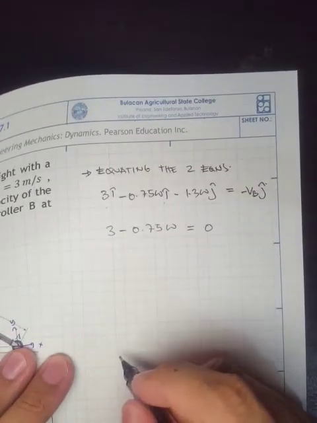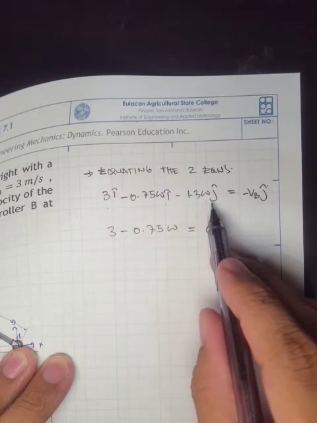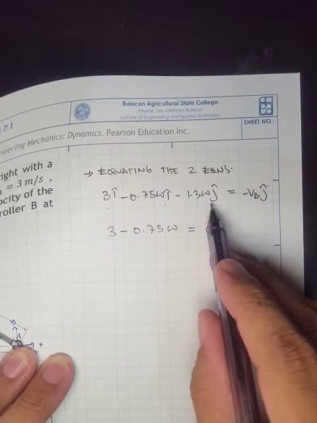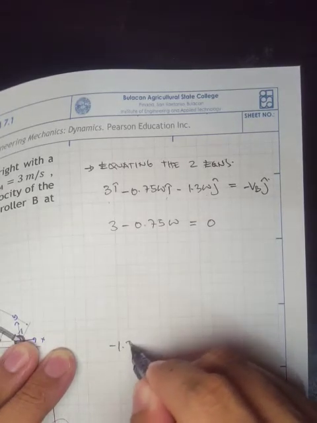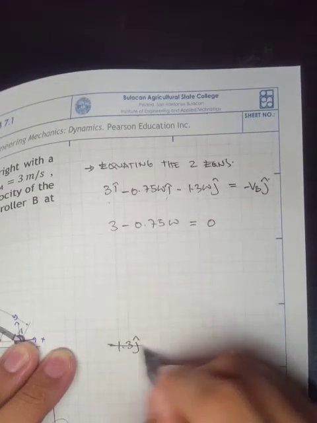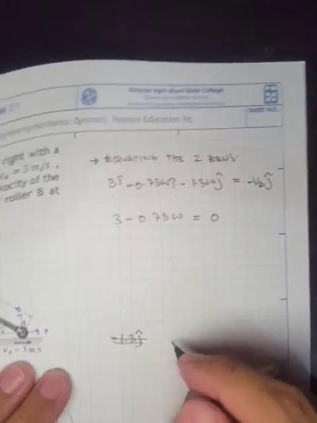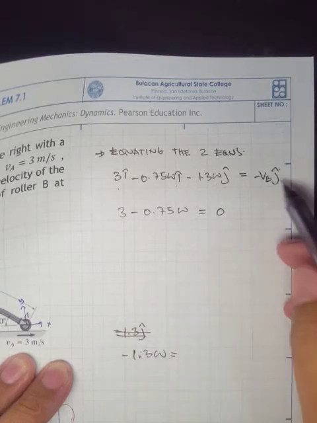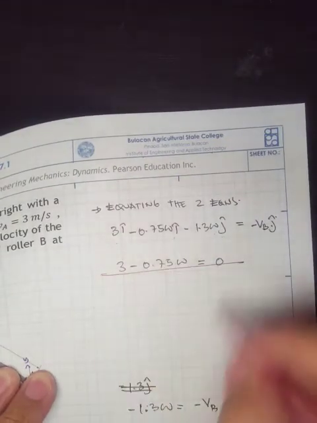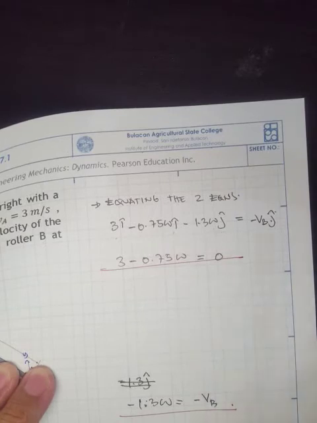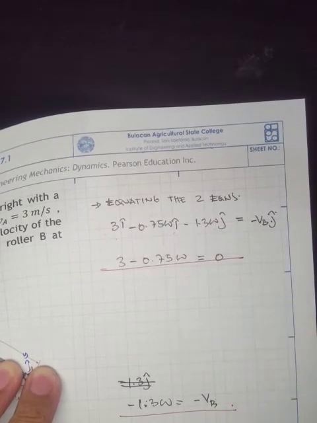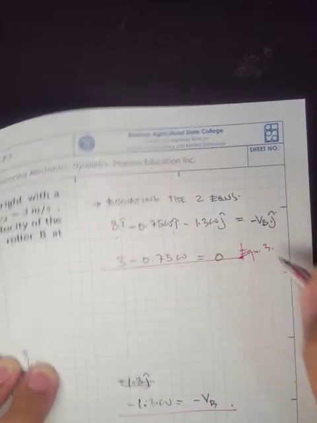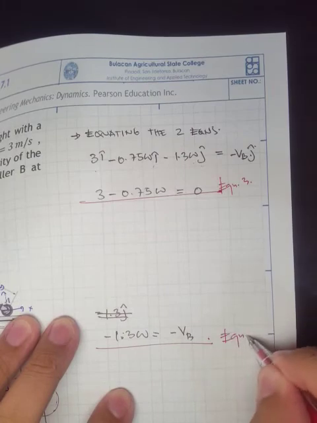And then our equation 2 would be the j's. On the left hand side, we have negative 1.3ω j. Oops, sorry, no need to write the unit factor. So 1.3ω is equal to negative vB. So this is our equation. So we can label that equation 3, and then this one is equation 4.